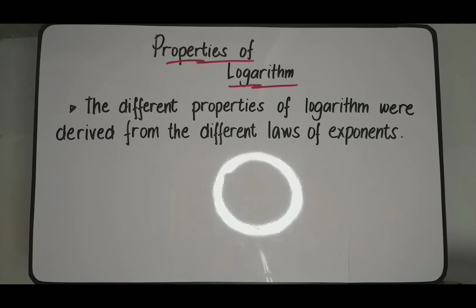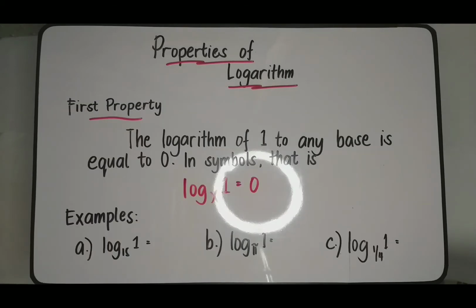Our topic for today is all about properties of logarithm. The different properties of logarithm were derived from the different laws of exponent. Since the inverse of the exponential function, an exponential equation, is a logarithmic equation or function. Now we have 8 properties of logarithm. Let's proceed to the first property.